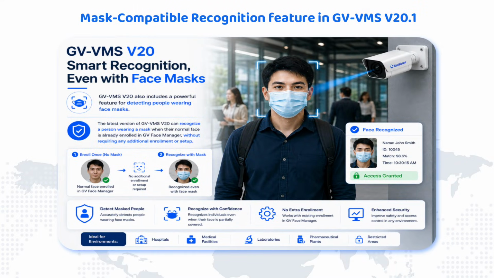GV-VMS V20 also includes a powerful feature for detecting people wearing face masks. The latest version of GV-VMS V20 can recognize a person wearing a mask when their normal face is already enrolled in GV Face Manager, without requiring any additional enrollment or setup.